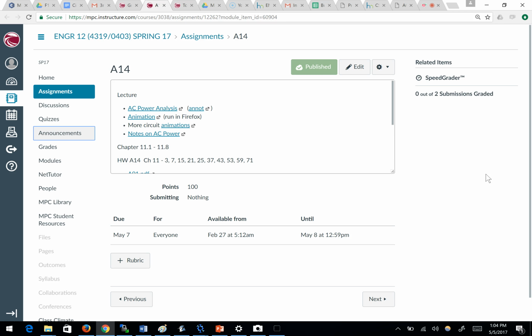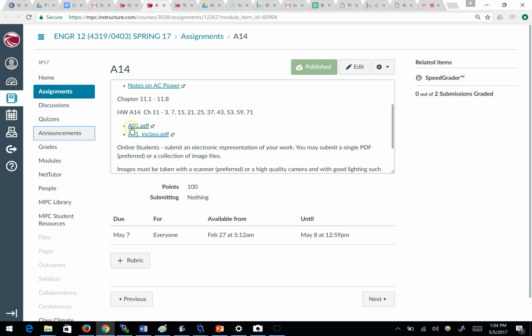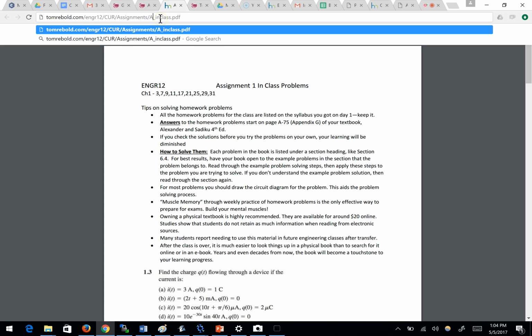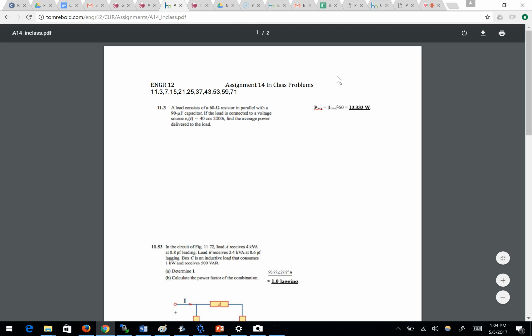Okay, so we are starting up the in-class problem solving for assignment 14. Why does it say A01 in class? That doesn't sound good. It is A01 in class. That's weird. Let me put this back to 14. There we go. I'll have to fix that link. So these are the problems we are solving, and Duncan, you can grab one of these.